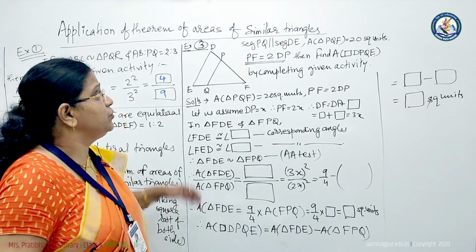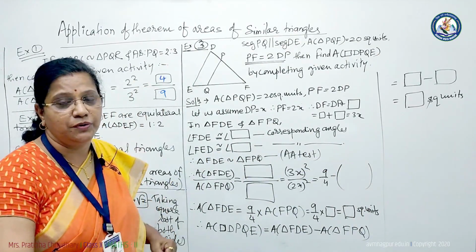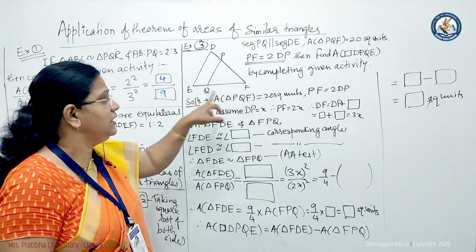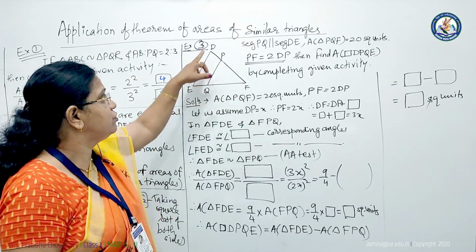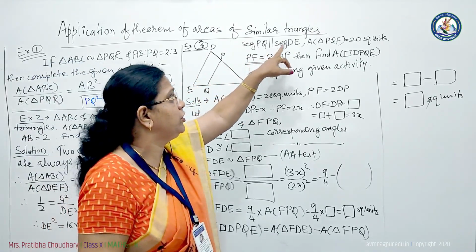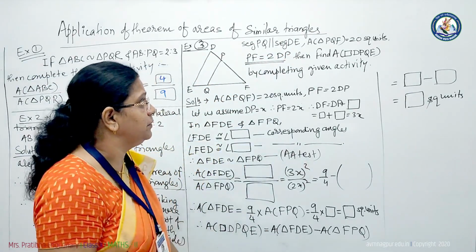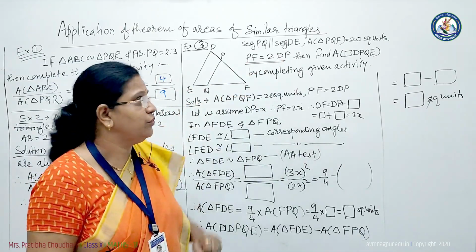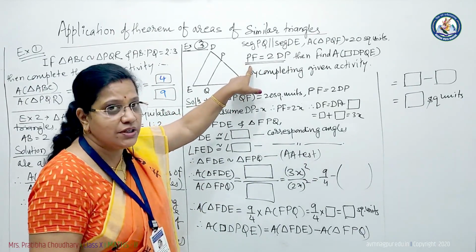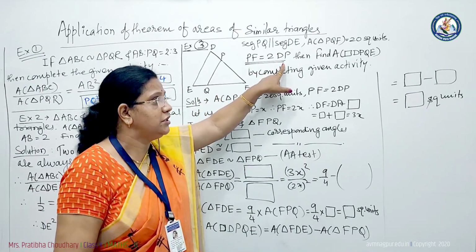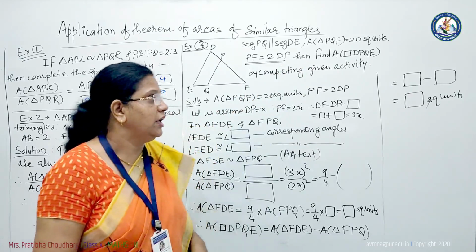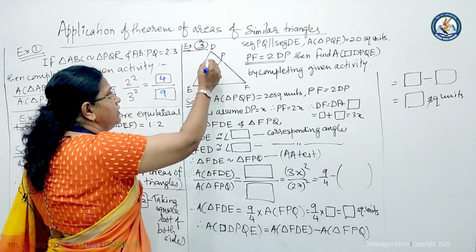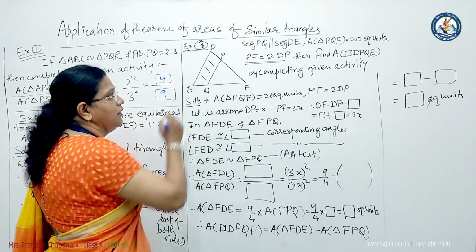Chapter 1 exercise में दी हुई है, and this is example number 3. What you have to do there, this diagram is given, triangle DEF. Here PQ is drawn parallel to DE. So segment PQ is parallel to segment DE. Area of triangle PQF is given. It is 20 square unit. One condition is given, PF is equal to 2 times DP. Then you will have to find the area of quadrilateral DPQE. Means you have to find the area of this particular quadrilateral.